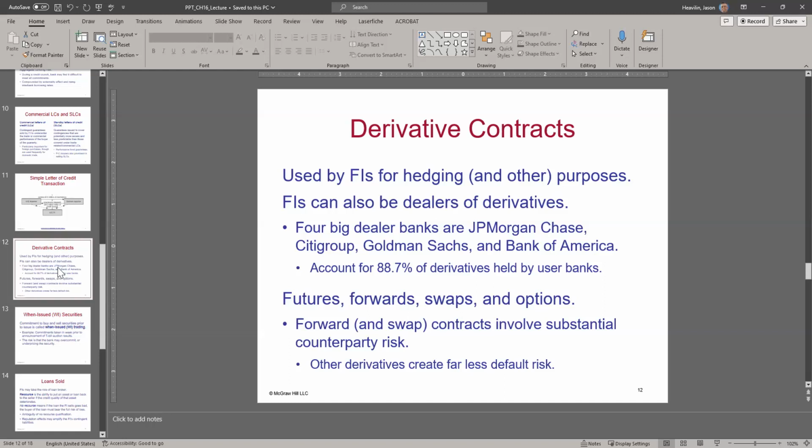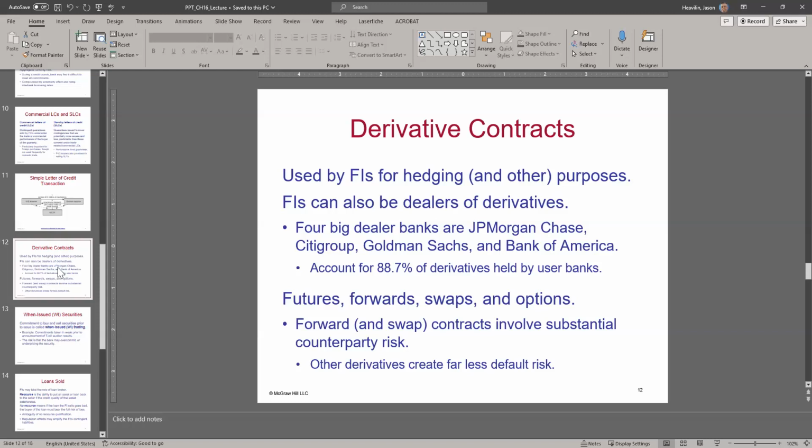Financial institutions can also be dealers of derivatives, as they sell those financial tools. Four big dealer banks, but not the only ones, are JP Morgan, Citigroup, Goldman Sachs, and Bank of America. They have about 88.7% of the pie. Futures, forwards, swaps, and options are your most common derivatives.